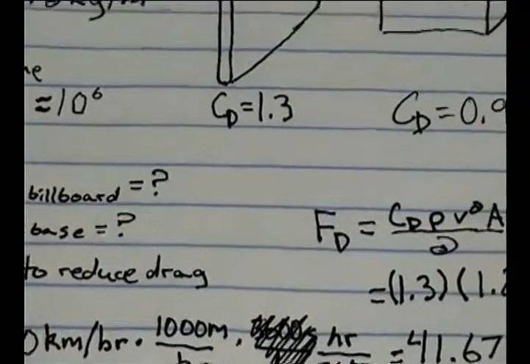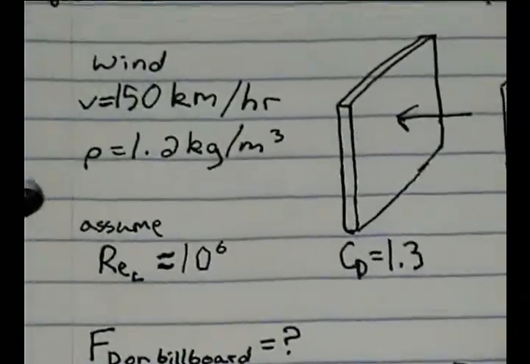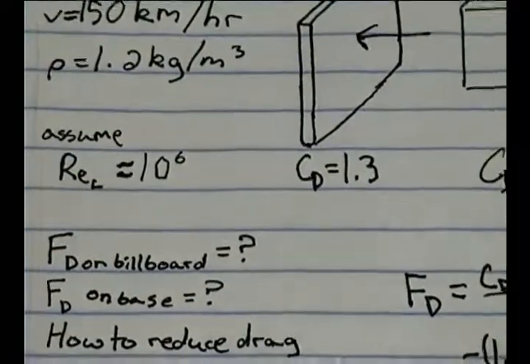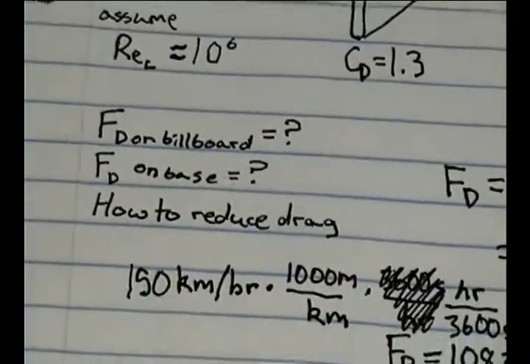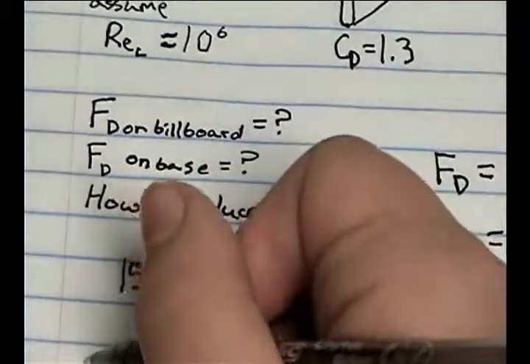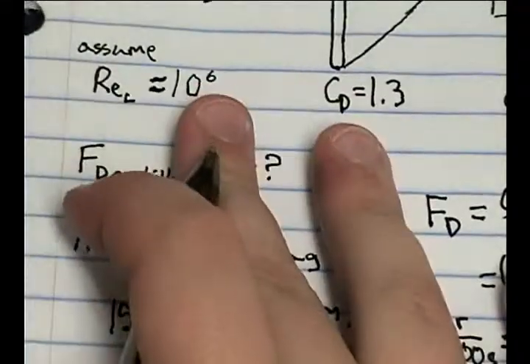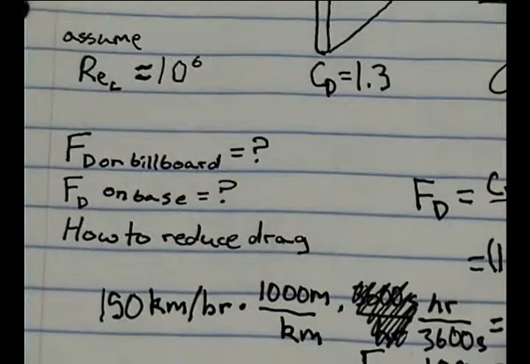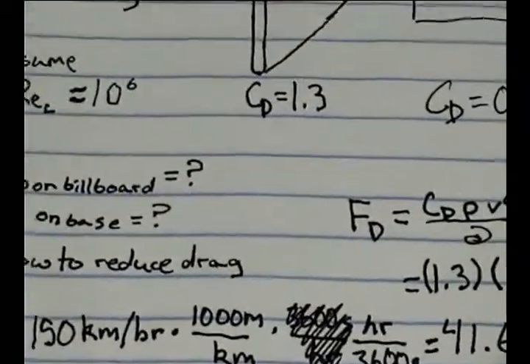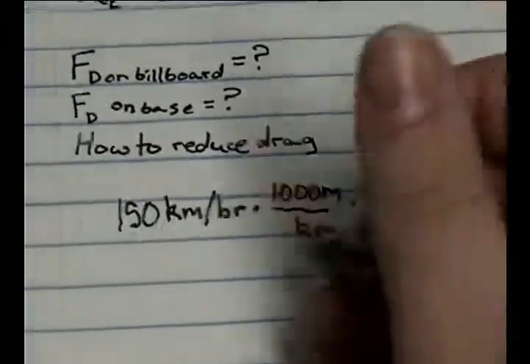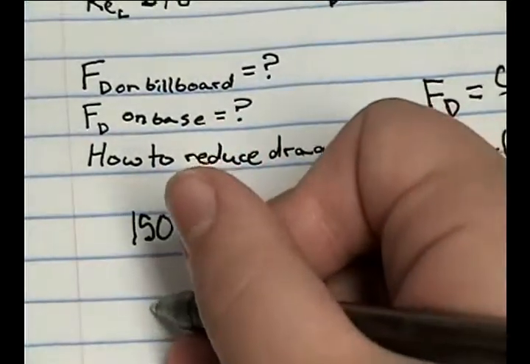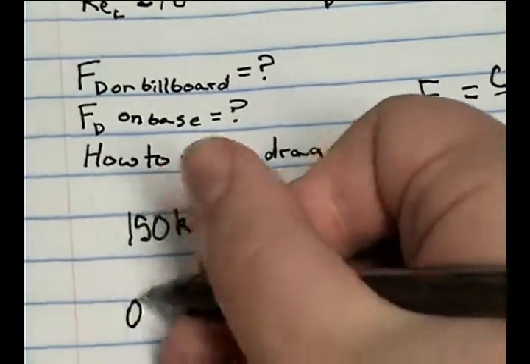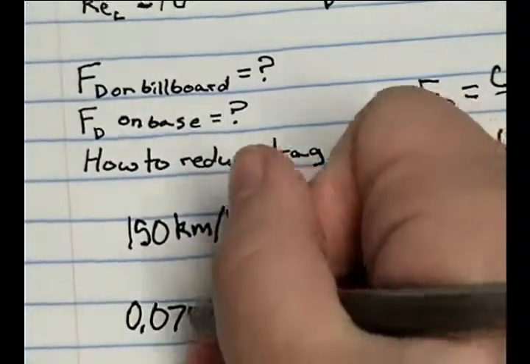Now let's find it on the base. Now we're given a Reynolds number for the base, and first we need to find if it's turbulent. Since it's 10 to the 6th, and it'll be turbulent if it's above 10 to the 5th, it's definitely turbulent. So we're going to use the turbulent expression, which is 0.07.